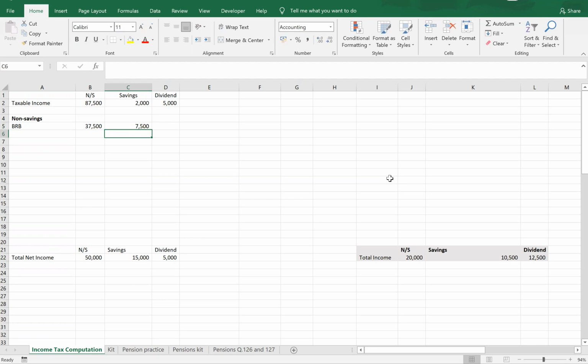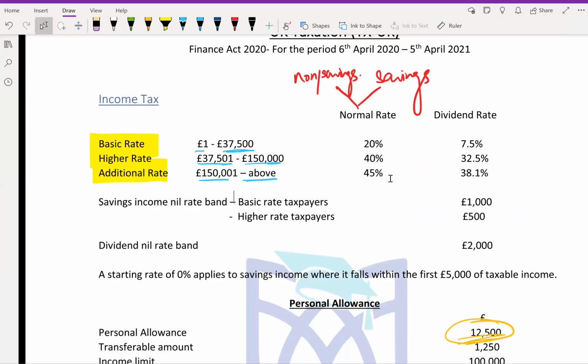Do I still have to tax any other chunk of non-savings income? Is there any untaxed non-savings income left? Yes. How much? The 50,000. Question is, will I tax it at 20% also? No, maybe that's at 40%. The basic rate band, exactly. The basic rate band has been consumed.